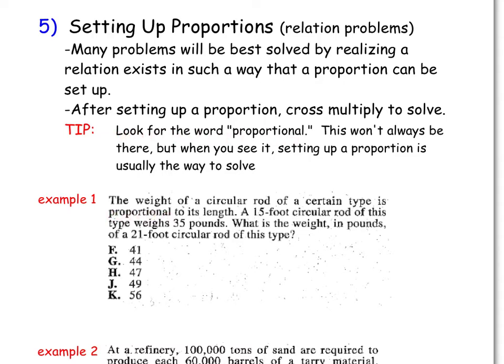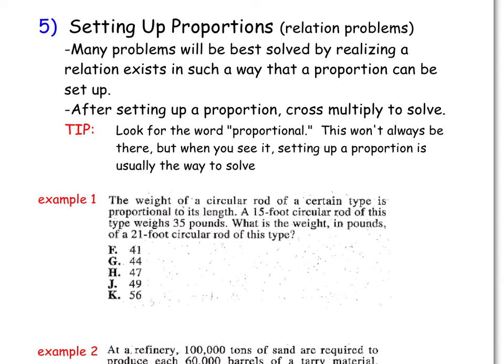Okay, this won't always be there, but when you see it, setting up a proportion is usually, and I say that with a capital U, capital S, and so on, because it's not always going to be the way in which you solve problems that say the word proportion. So, looking at this problem though, a proportion will be used to solve this one. It says the weight of a circular rod of a certain type is proportional to its length. A 15-foot rod of this type weighs 35 pounds. What is the weight in pounds of a 21-foot circular rod?